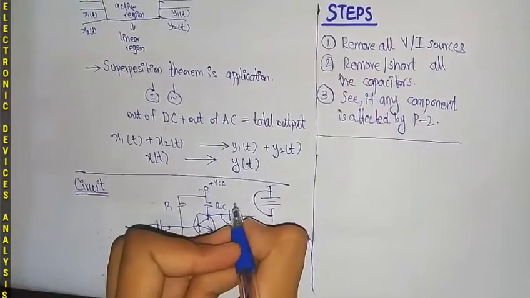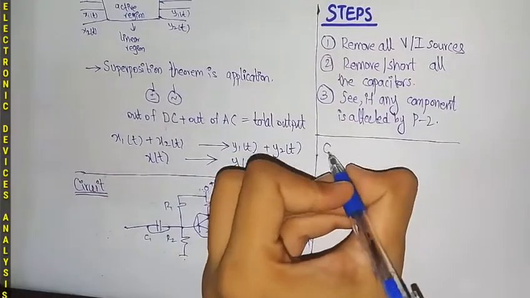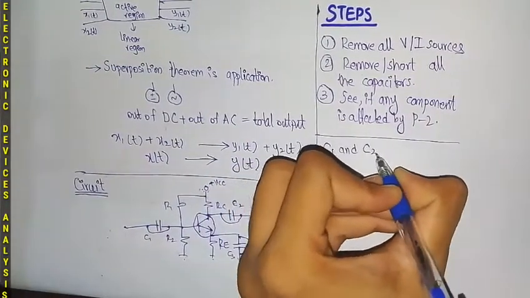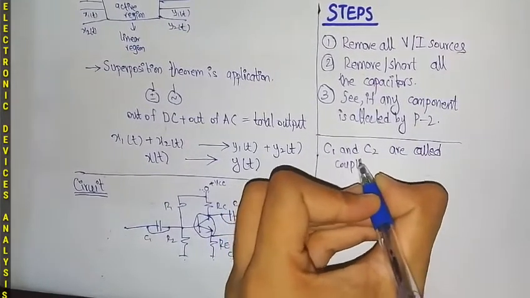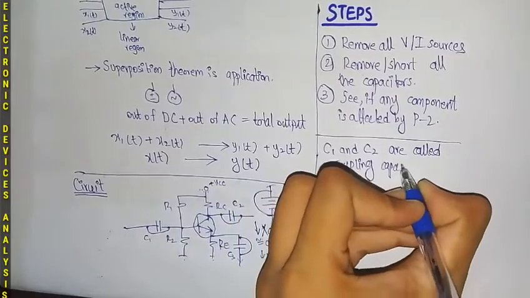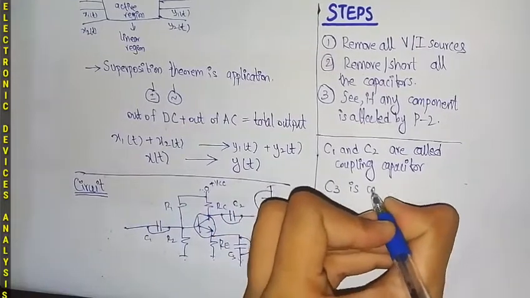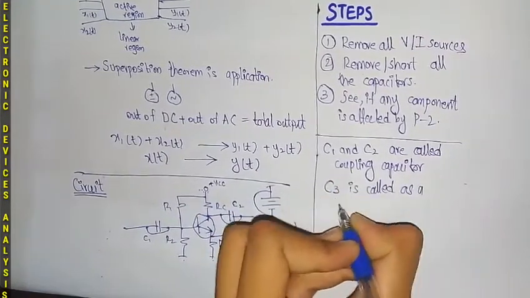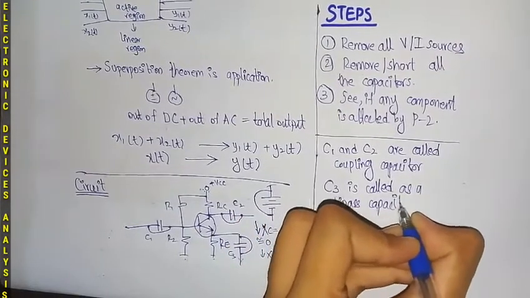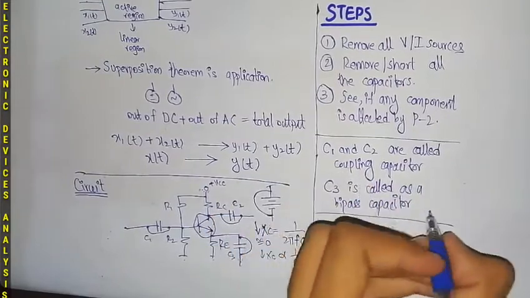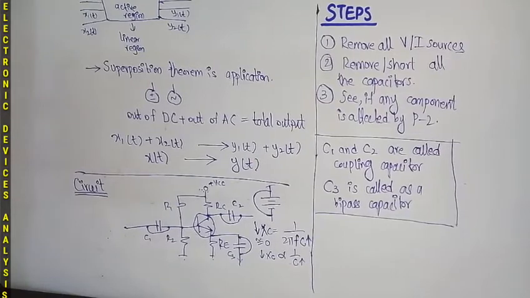Now we name these capacitors, this as C1, this as C2, this as C3. The capacitor C1 and the capacitor C2 are called coupling capacitors. And the capacitor C3 is called a bypass capacitor. This is a very important MCQ which the teachers will ask in the university exams.